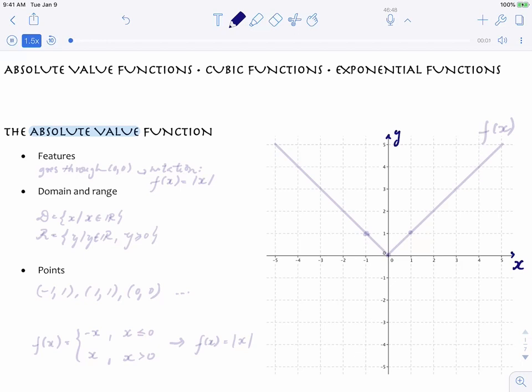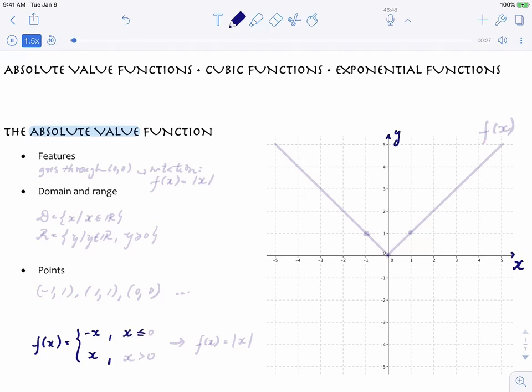Absolute value function. If you look, for example, at f of x, which is defined down here, it's going to be made up of two functions. It will be made up of a negative x and an x. So it has two different expressions. What do we call those functions, if you remember? Piecewise, that's right.